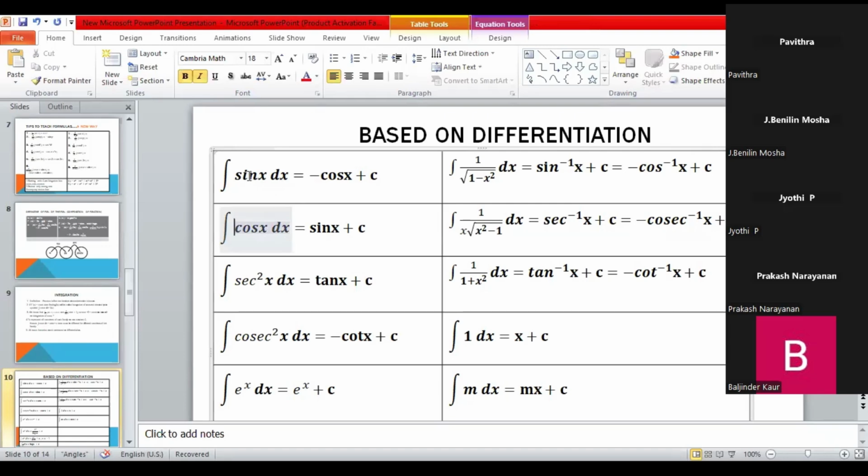Similarly, derivative of cos x is minus sin x. So integration of sin x is minus cos x. But this should be explained properly.